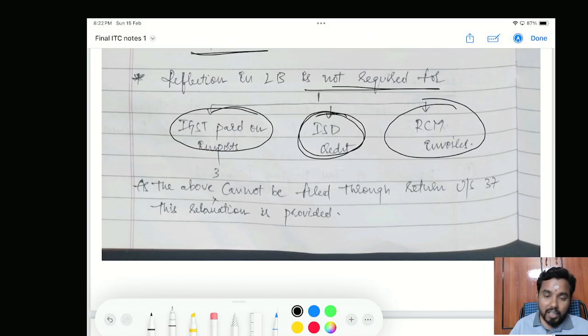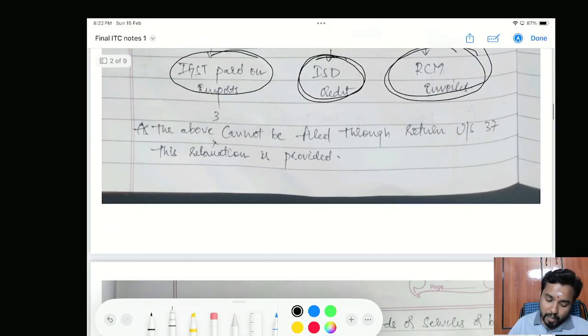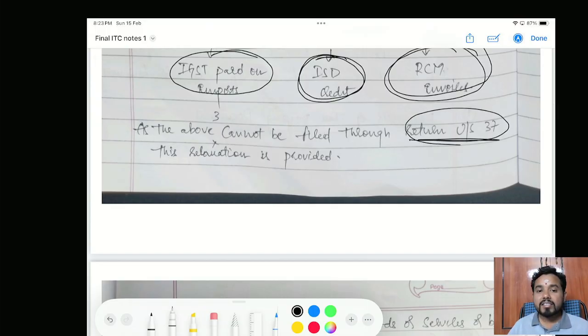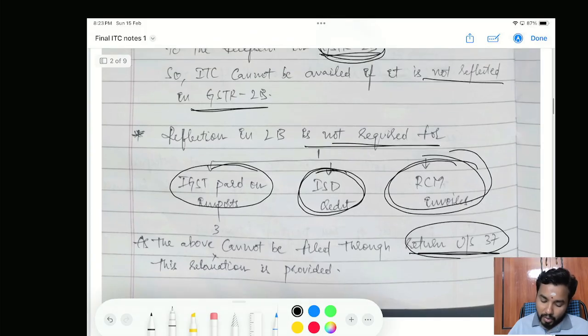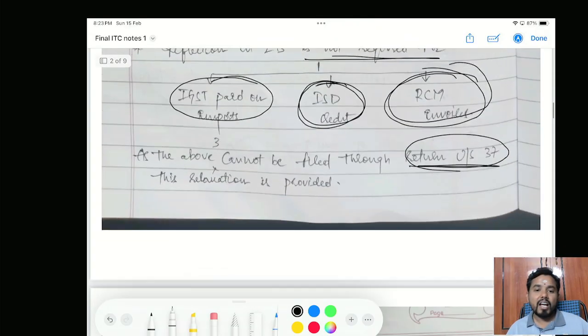Similarly, ISD credit also will not be available in GSTR 2B, and RCM self invoices also will not be reflected in 2B. So as the above cannot be filed through returns under section 37, the relaxation is provided. Okay, so IGST paid on imports, ISD credit and RCM invoices need not be reflected in 2B to avail ITC. These three, even though not reflected in 2B, the recipient can still avail ITC.